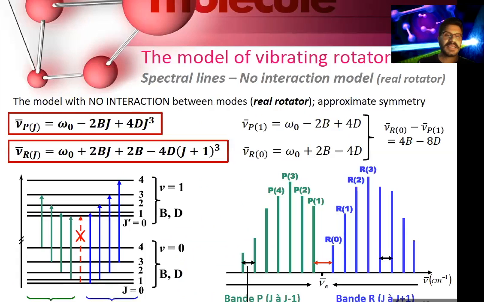Now again, if we look at the first line here and the first line here in the R band, and we do the difference between them, we see that the gap will become 4b minus 8d.